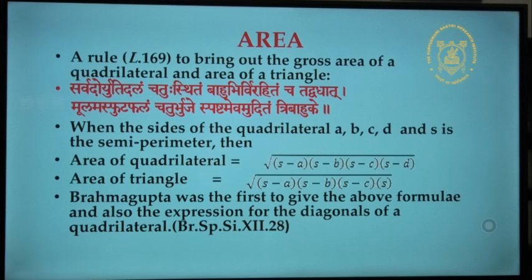In India, mathematics was developed for practical purposes. Whatever they needed practically, for that only they did the calculations and formulas. And for practical purposes, in those days they had only cyclic quadrilaterals. Therefore, if they say quadrilateral, they meant cyclic quadrilateral. Without mentioning cyclic, they say it is the area of the quadrilateral.